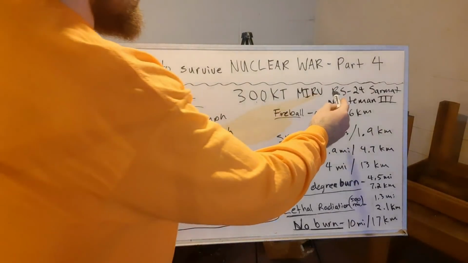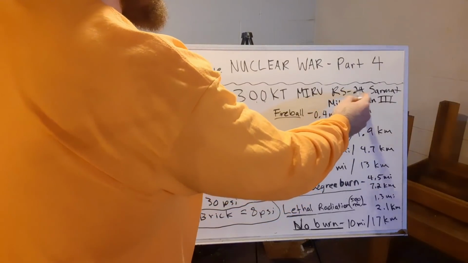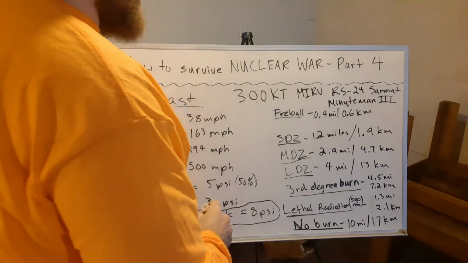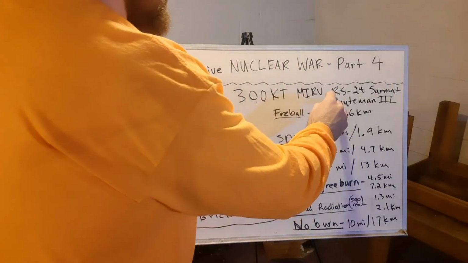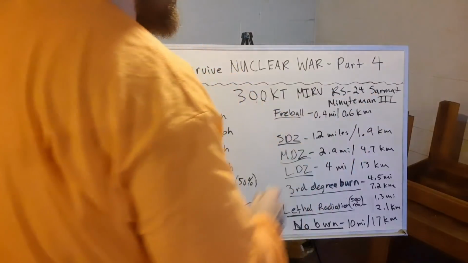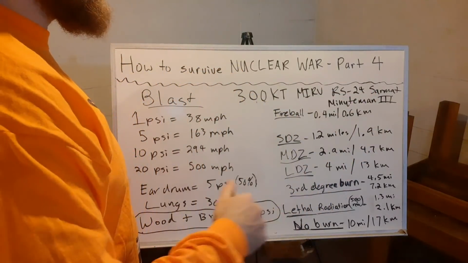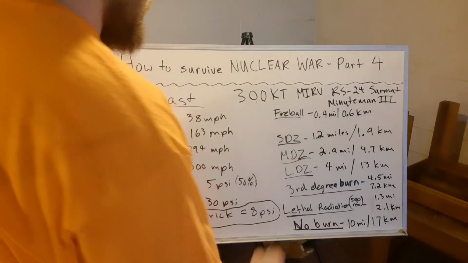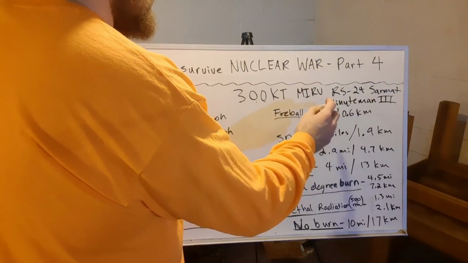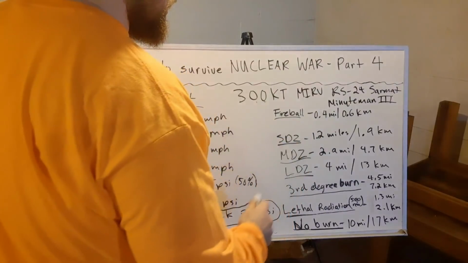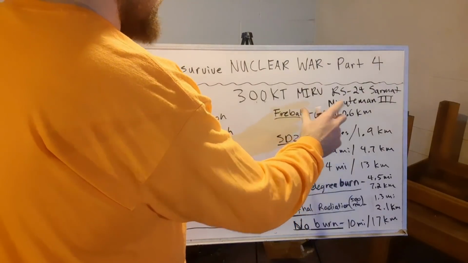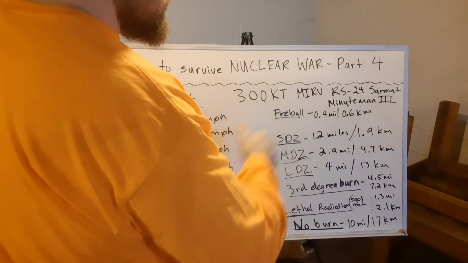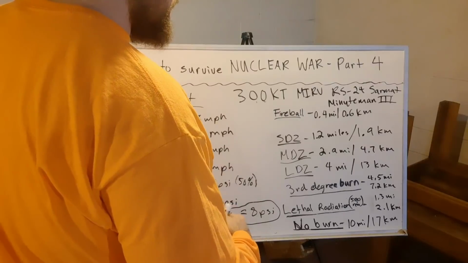So this is currently deployed on the RS-24 Sarmat, which is a Russian transporter erector launcher missile, and this is currently deployed on the Minuteman III ground-based ICBMs that we have in North Dakota, Wyoming, and Montana, okay? So the fireball radius would be 0.4 miles or 0.6 kilometers, so you're looking at just under a mile across. The fireball will be 1 mile across. Still a big fireball. Temperatures as hot as the sun within that 1 mile fireball.